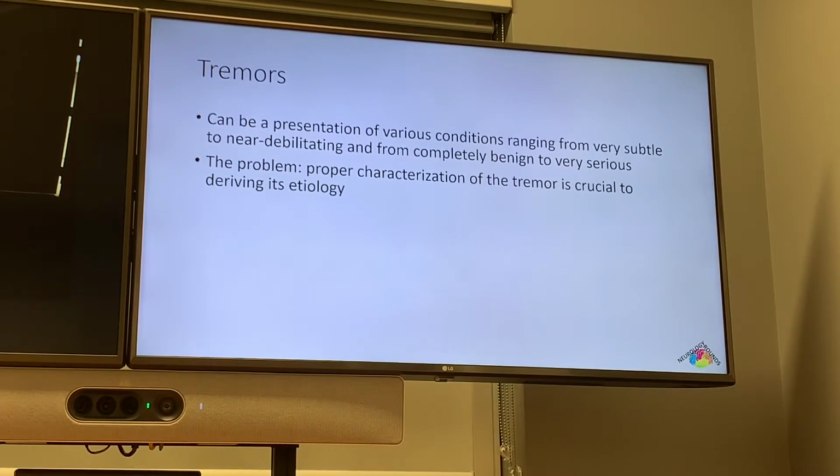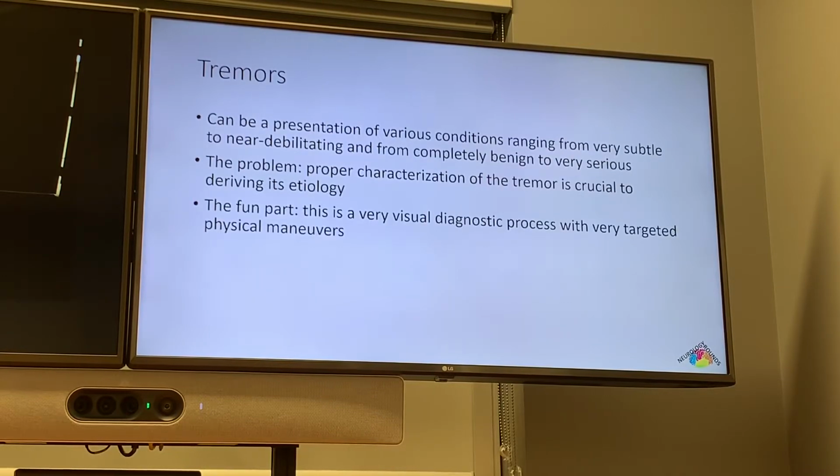The fun part of that is that this is one of those unique clinical scenarios where your diagnosis is actually very visual, and you have a very small set of very targeted physical maneuvers that you can use to provoke the tremor or relieve it. So the whole diagnostic process is actually quite visual in nature, but of course you still get the meat of what you need from your history.